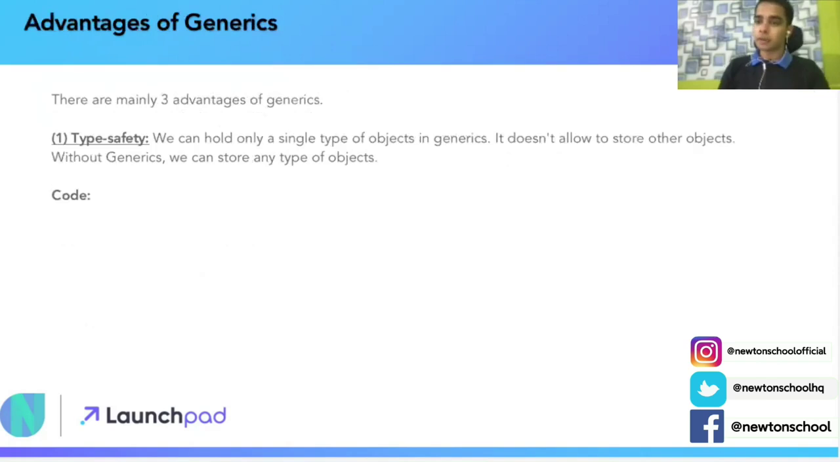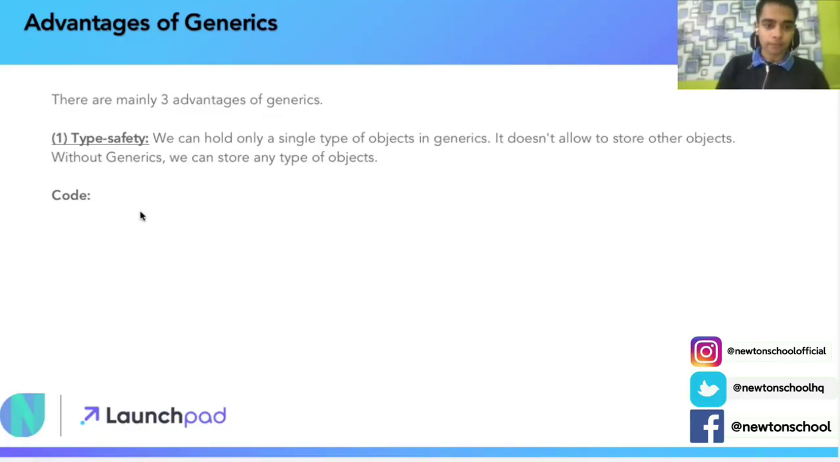Let's see what are the advantages we get. Basically, we get three main advantages. First is type safety, then typecasting is not needed, and third is compile time checking. Let's understand each one by one. First is type safety. Since you are able to hold a single type of objects in generics, it will not allow you to store any other objects. Without generics, this will actually cause a problem and you can store any type of objects.